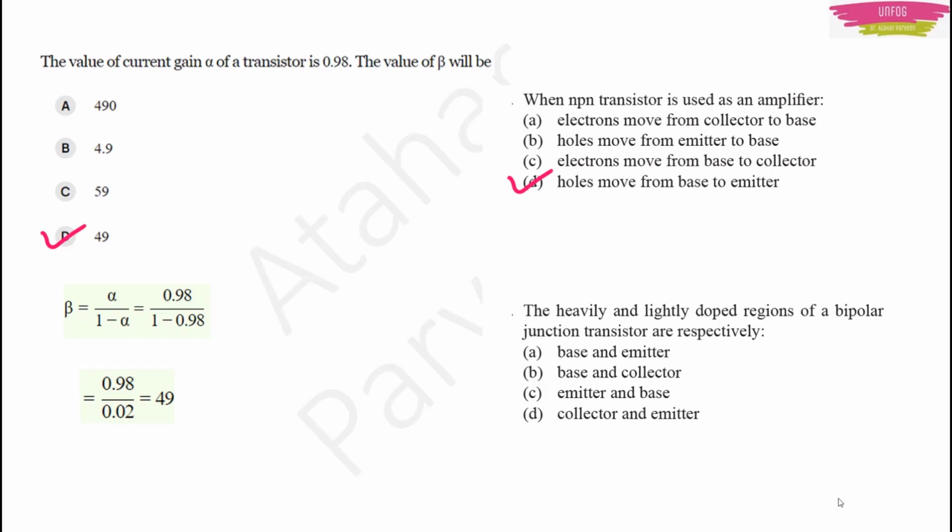Next question is, the heavily and lightly doped regions of a bipolar junction transistor are respectively, of course, emitter and base. The heavily doped is emitter, the lightly doped is base, and collector is the moderate one.